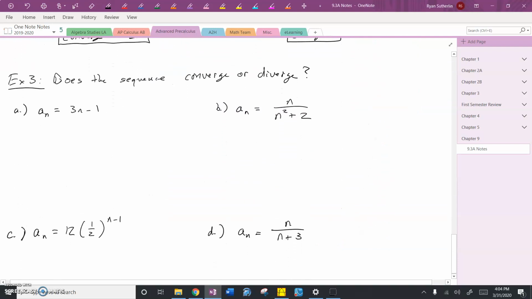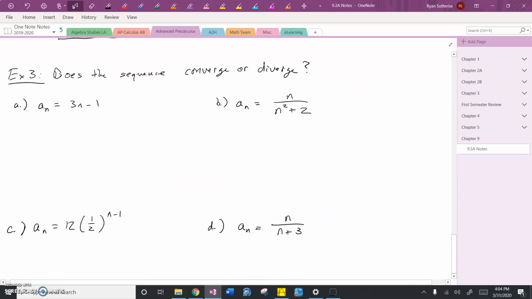So let's take a look at an example. Does the sequence converge or diverge? So the first one, we can plug in some numbers and see. If I were to plug in 1, I would have 3 minus 1, which is 2. If I were to plug in 2, I'd have 6 minus 1, which is 5. If I plug in 3, I can see this is a sequence that's going up by 3 every time. So the numbers are going to keep getting larger and larger and larger without bound. So this sequence diverges.